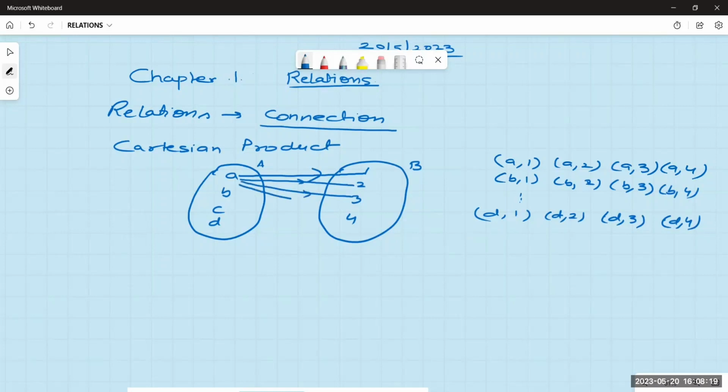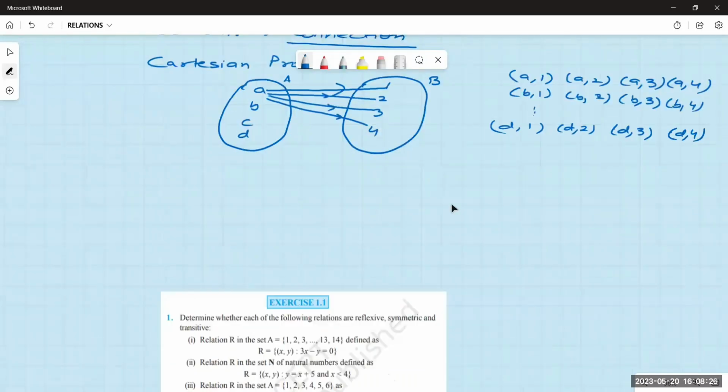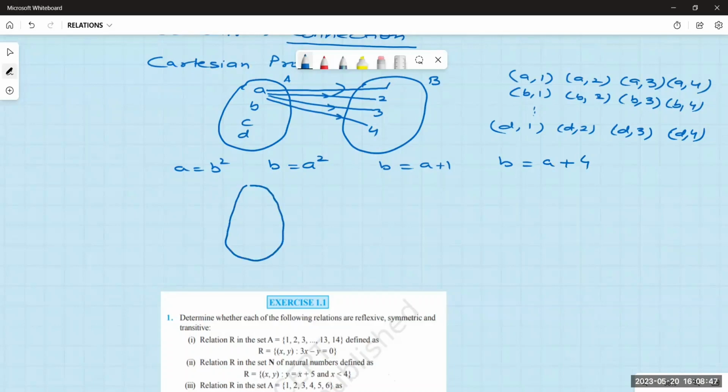So when we talk about the relation, we establish any connection between them. Connection or any rule between them. Now, for example, you say A is equal to B square, or B is equal to A square, or B is equal to A plus 1, or B is equal to A plus 4. Anything like that, we will say we have established a connection. Let us take B is equal to A square.